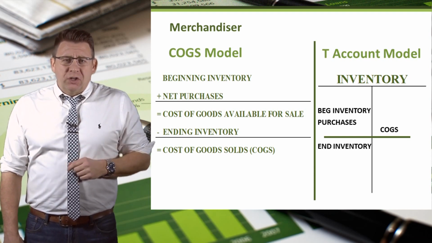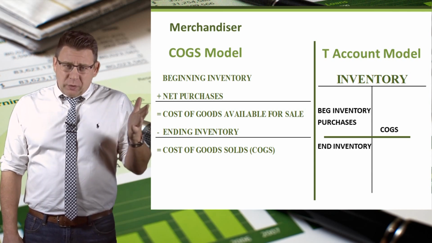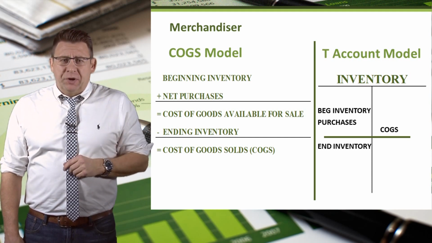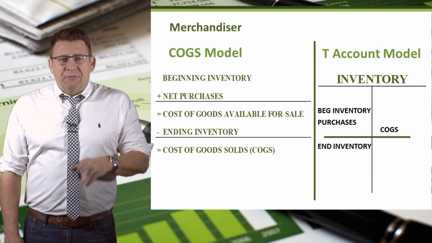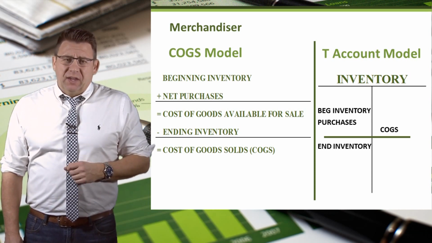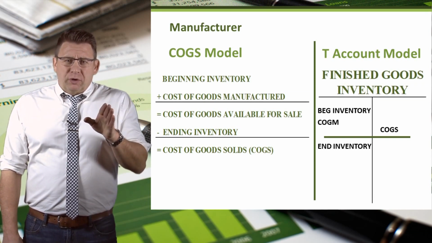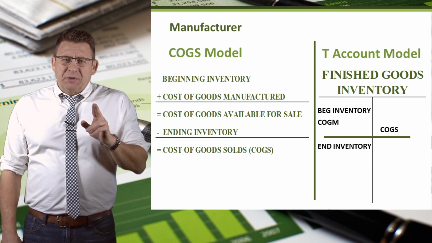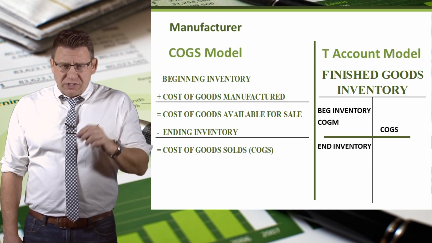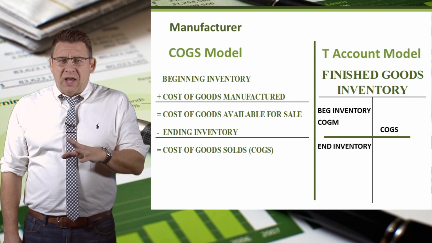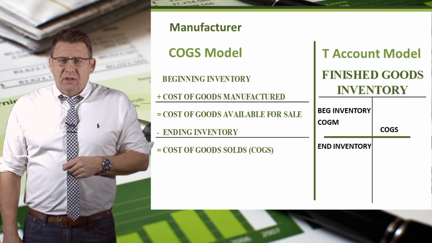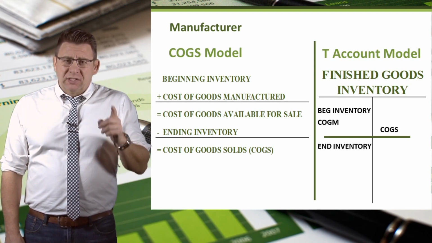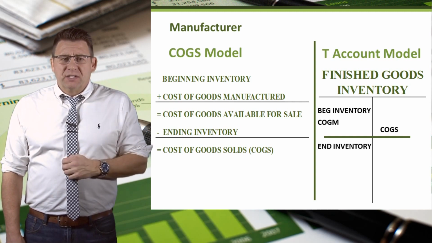Finally, there are only two things we can do with our products. We can sell them, which we call cost of goods sold, or we can still have them at the end of the period, which we call ending inventory. And if we know one of those amounts, we can calculate the other. Manufacturers don't buy goods for resale, though. They make goods. So the concept is the same, but instead of purchases, we will replace that with the cost of goods manufactured. This name is exactly what it represents. It's how much it costs us in materials, labor, and overhead to make our products.